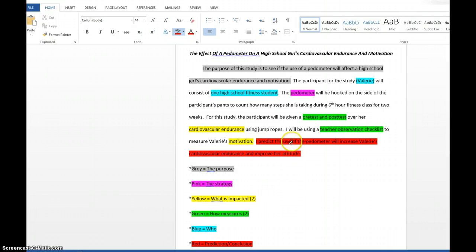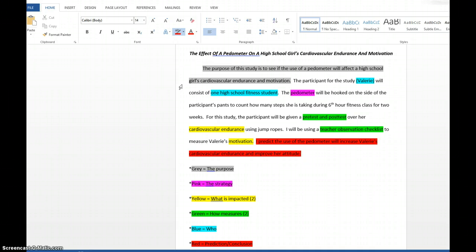Now, you notice that right now it's a prediction, but when I do my real abstract for my project, I'm going to go back and change all of this to past tense because the project will be over at that time. But for now, it's all in the future, and so it's future tense. Let's check out our title. Remember, a great title has the strategy, the 2 things affected, and the who. So our strategy is listed in our title, pedometer. Our who is a high school girl. Our two things affected are cardiovascular endurance, and the other thing affected or impacted is motivation. So there's our title, and it's a great one because it has all three of those components.